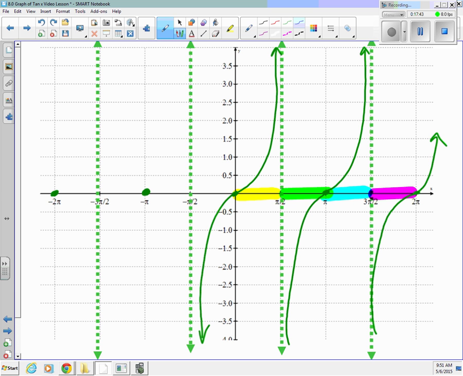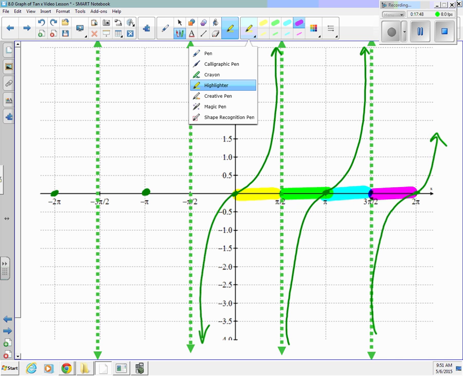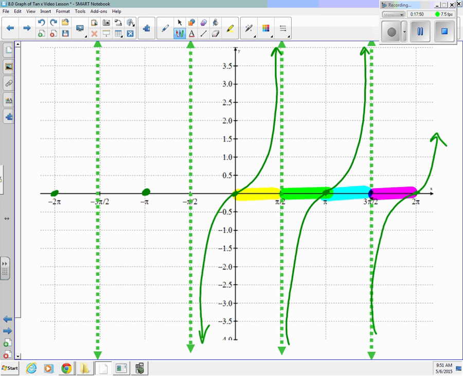So every multiple of 180, I'm going to put smileys on them, if I could find the smileys. It's having such a great day at the smartboard here. Where's my creative pen? Here it is. Okay, here are my smileys.